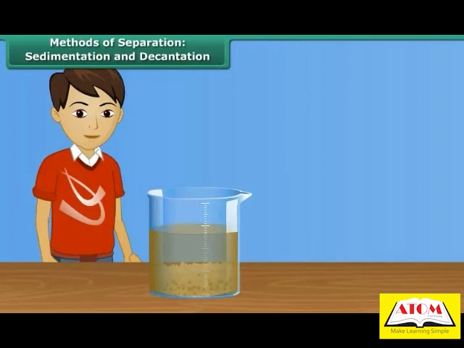Jack filled a beaker with muddy water and left it undisturbed for some time. After some time, he was surprised to see the beaker. Let us also look to find the reason for his surprise. The beaker had clear water. Mud, being heavy, had settled down at the bottom of the beaker, while the water formed the upper layer.